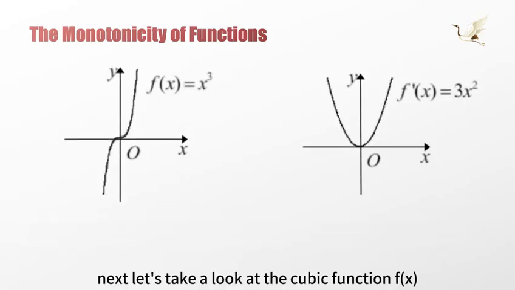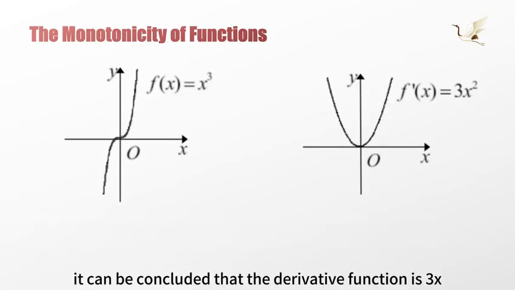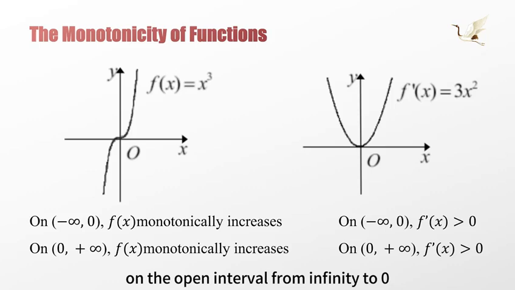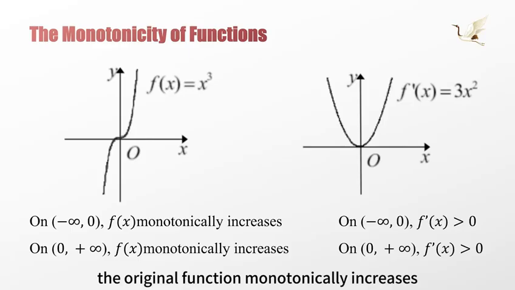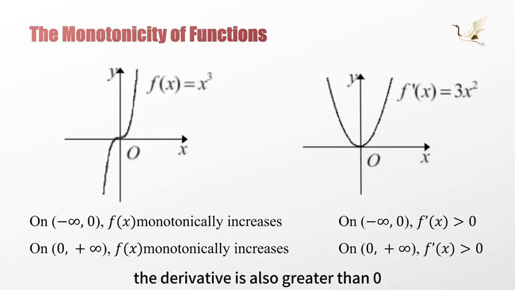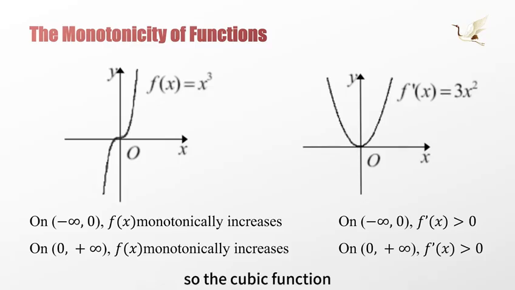Next, let's take a look at the cubic function f(x) = x³. By taking the derivative, it can be concluded that the derivative function is 3x². And it is known that on the open interval from negative infinity to 0, the derivative is greater than 0. On this interval, the original function monotonically increases. At the same time, in the interval from 0 to positive infinity, the derivative is also greater than 0. And within that interval, the original function is also monotonically increasing. So the cubic function f(x) = x³ also satisfies our conjecture.